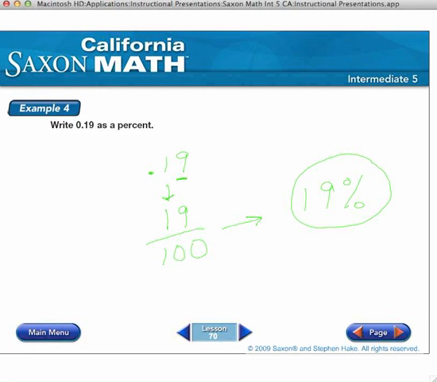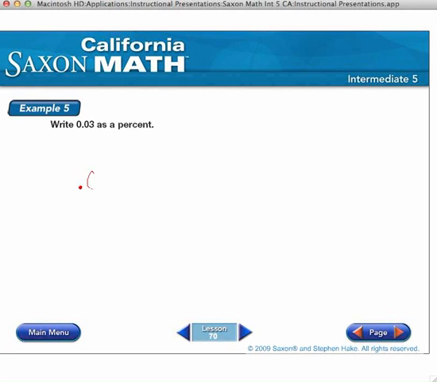Okay, example 5. Write 0.03 as a percent. Well, let's start by writing the decimal, 0.03. Then I'm going to change it to a fraction. Because the 3 is in the hundredths place, my denominator is going to be 100. Well, I only have 3 hundredths. I don't have 30. These aren't in different positions. I only have 3 hundredths. So that's what it looks like in the fraction, which is the same as 3%.